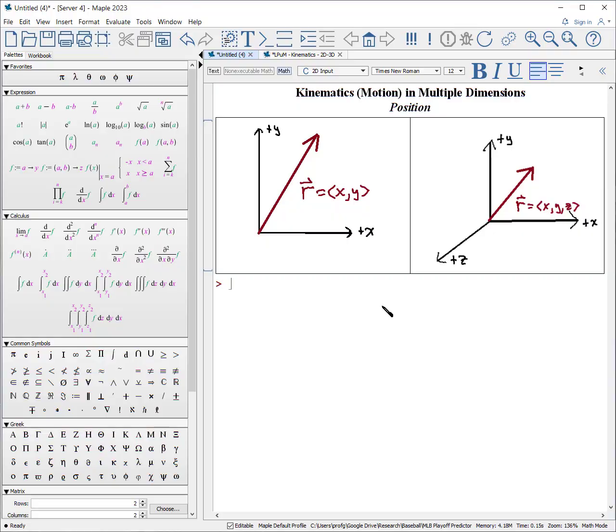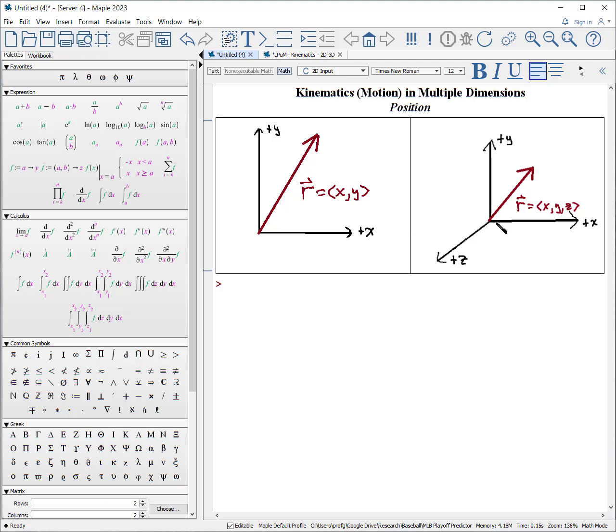All right, we begin by looking at the definition of position in 2 dimensions and 3 dimensions. In 2 dimensions, positive x will always point to the right, negative x will point to the left. Positive y will always point up, negative y will always point down. Therefore, in 2 dimensions, any point is a combination of its x component and y component, and that's what we mean by the position r as a vector.